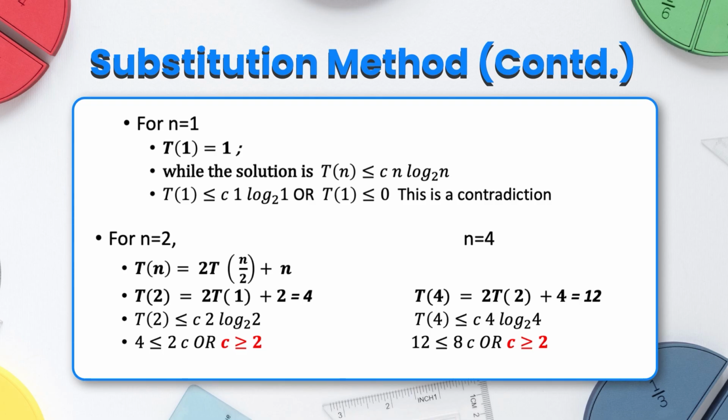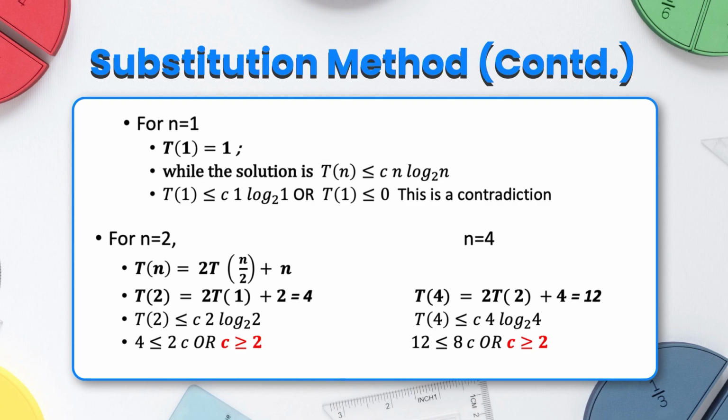Okay. So T(4) becomes twice T(n/2), and n by 2 is 4 by 2, which is 2. So twice T(2) plus n, where n is 4, right? So we substitute the value of T(2), which we have computed as 4. So T(2) is 4, 4 into 2 becomes 8, 8 plus 4 becomes 12. So the value of T(4) is 12.